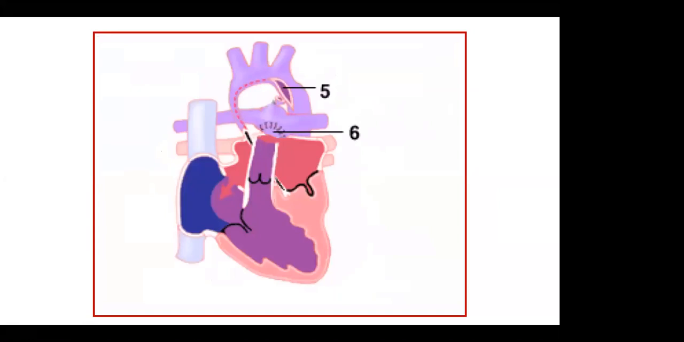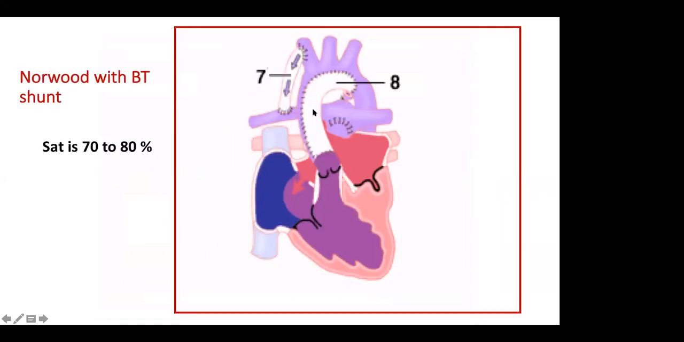We do a surgery called Norwood, where we utilize the pulmonary trunk as the aorta, and we divide the PDA here. We transect the pulmonary artery, we open the aorta, and we anastomose the pulmonary artery to the aorta with the help of a patch. And because there is no flow to the pulmonary artery, we have to create a BT shunt.